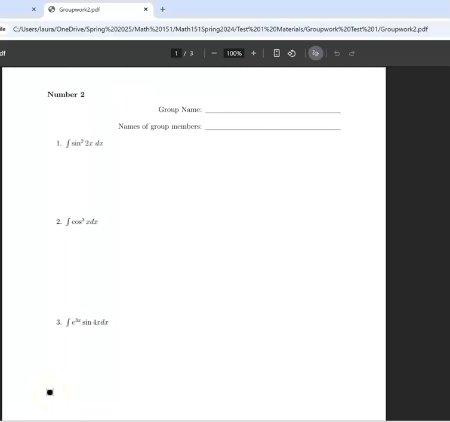So the challenge of integrals is knowing what to do when. So I see that there's an even power of the sine. So that means I need to do the half angle formula. So the half angle formula is 1/2 times 1 minus cosine of double this angle.